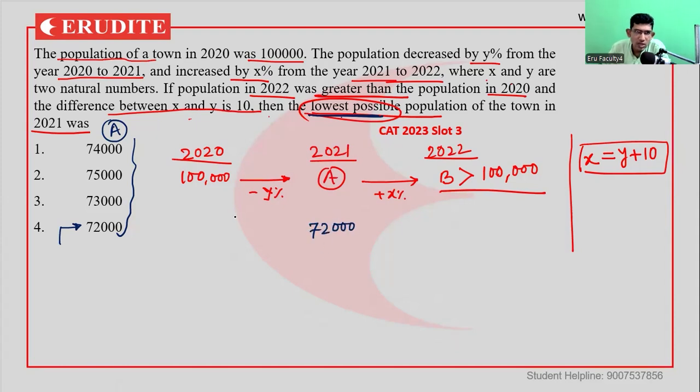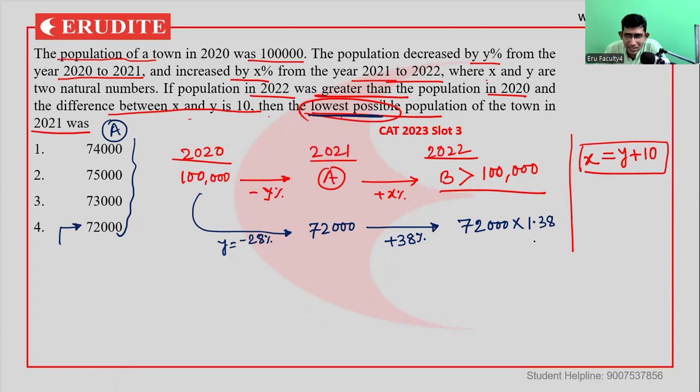Okay. So now from 100,000 to 72,000, then what's the value of y in this case? The decrease is what? 28% decrease. That means from 21 to 22, x must be what? 10% more, which is 28 plus 10. That means this has to increase by 38%. So in that case, what will be the population in 2022?